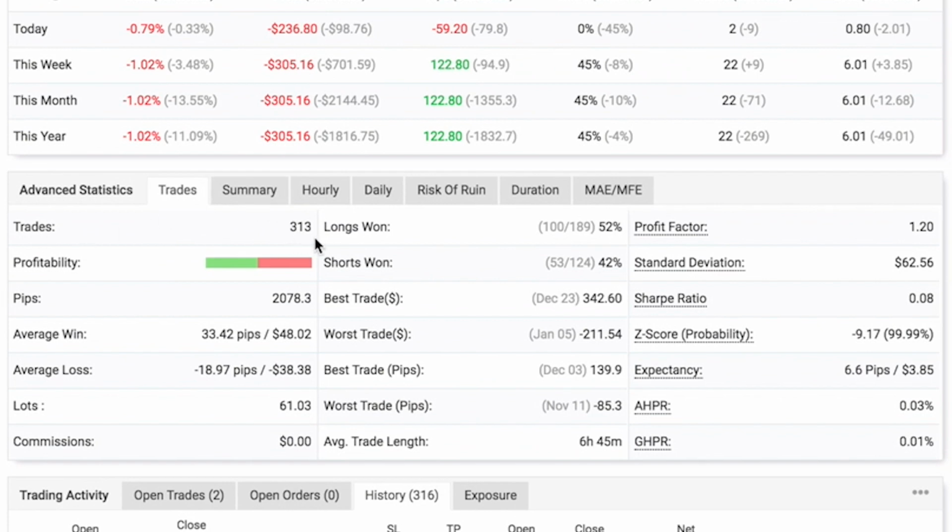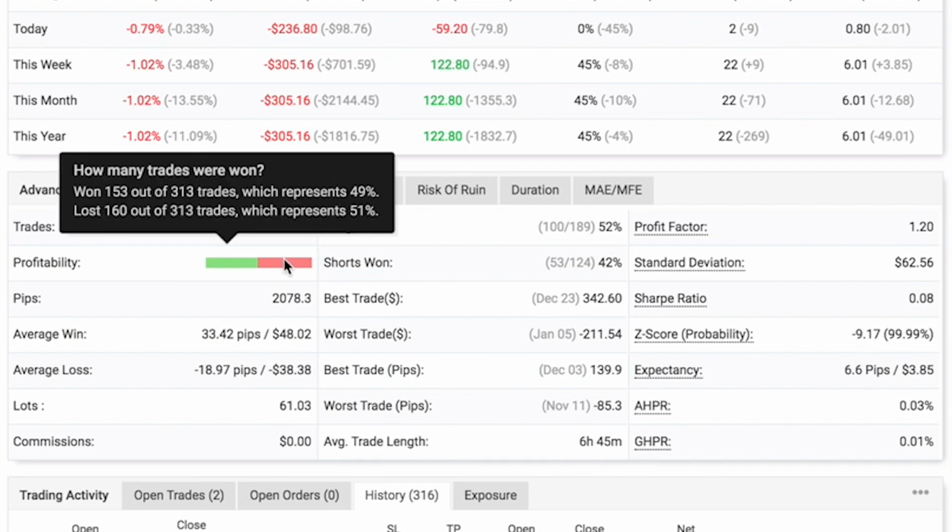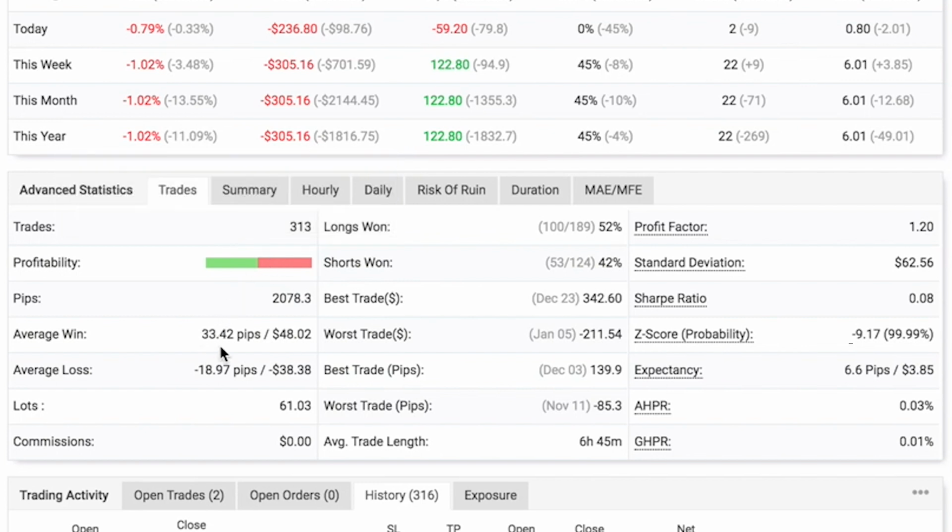So, we can see here 313 trades, 313 positions opened with a profitability rate of 49%. So slightly less than the half. But let's have a look at average win and loss to have a better idea. In fact, we can see here an average win of 33.42 pips and an average loss of minus 18 pips, minus 19 we can see. So, which is a quite good risk to reward ratio, not bad.